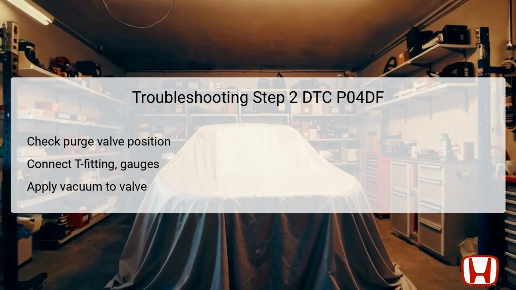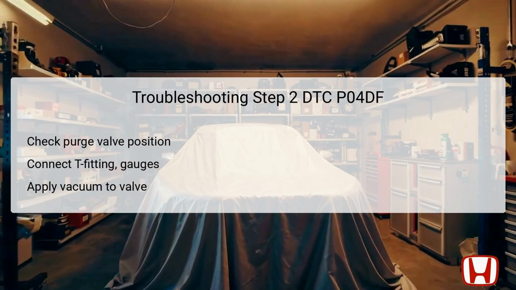This allows for a more straightforward inspection process. Next, disconnect the vacuum line from the EVAP canister purge valve and connect a T-fitting along with a vacuum gauge and a vacuum pump to the previously detached hose in the engine compartment.